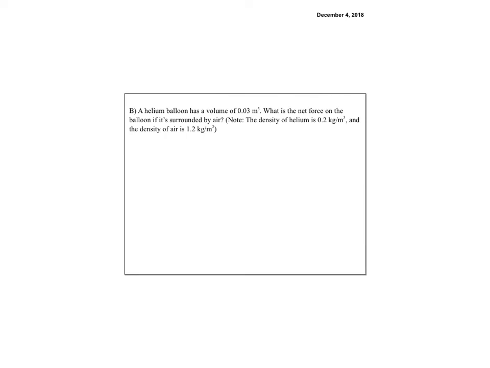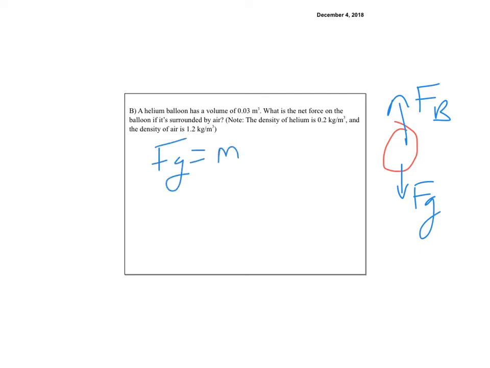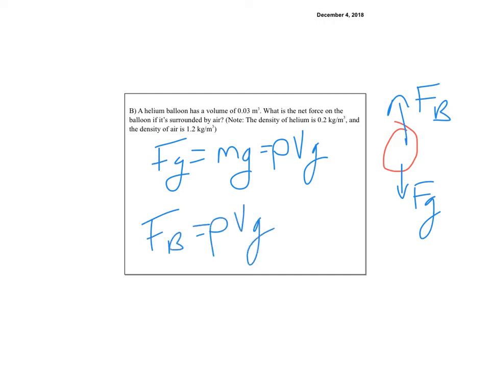Another problem: a helium balloon has a volume of 0.03 meters cubed. What is the net force on the balloon if it's surrounded by air? Again, we've got to figure out which things I want to do. So here's my balloon. We know there are 2 forces on it, FB and FG. We know that FG is equal to mg of the balloon, which is the helium. So that's equal to rho Vg of the balloon, whereas FB is also equal to rho Vg. They're different rhos and different Vs.